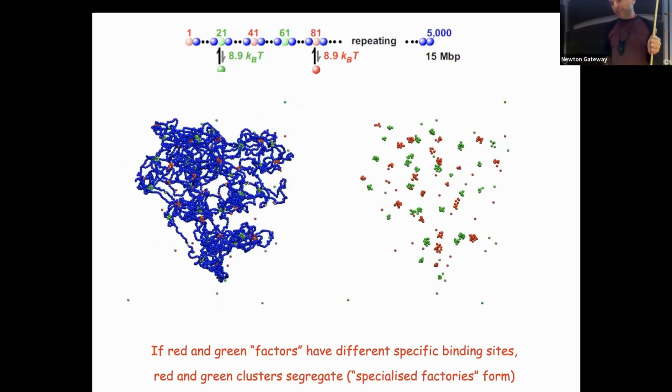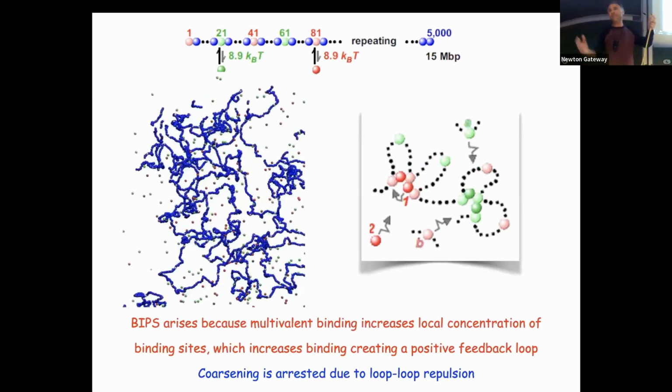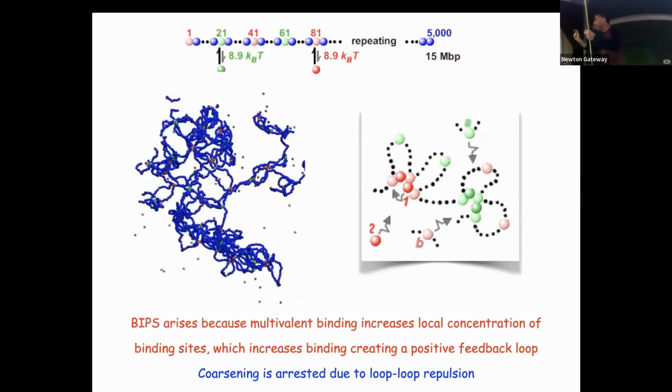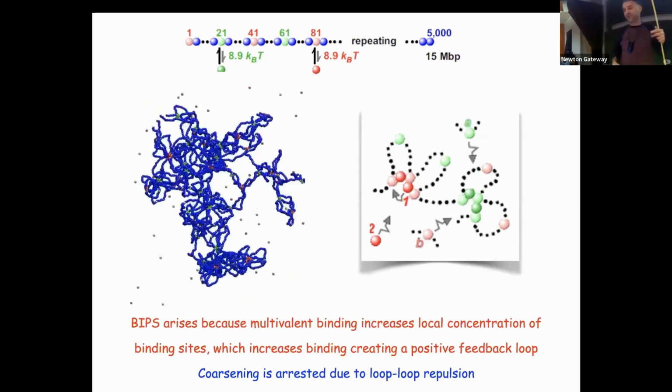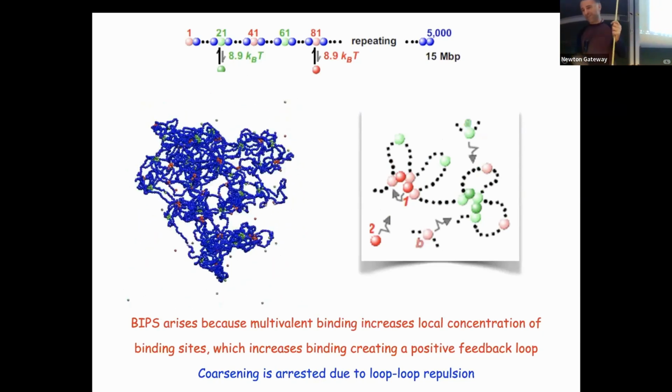So this bridging-induced phase separation also gives you a simple mechanism to create A clusters and B specialized factories. I've already discussed the mechanism: it is increased concentration. Because the binding is multivalent, it increases the concentration of chromatin, and this sucks further proteins from the soluble pool. It can work also between different colors, so that's how you get the specialized clusters.